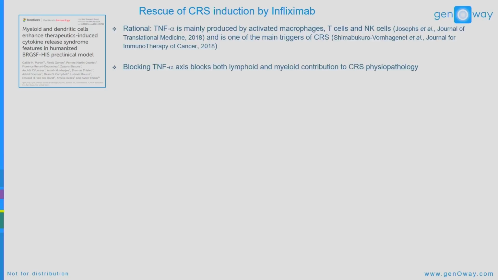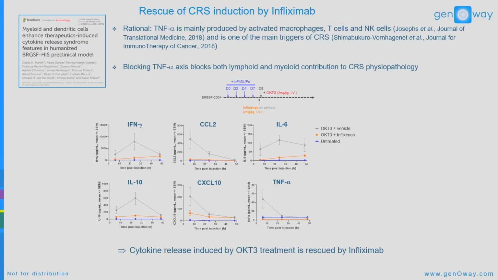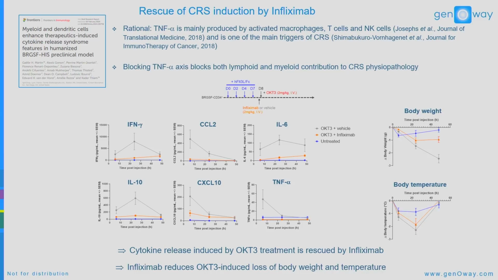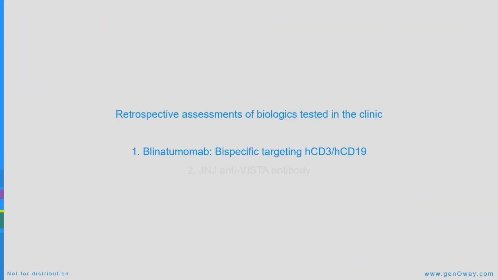Could we rescue the CRS using a TNF blocker? Infliximab selectively blocks human TNF-alpha. So what we are seeing here is that, whether due to the human cytokine or the mouse cytokine that could be produced by the remaining mouse cells, we block TNF using infliximab. And as you can see here in orange, that totally mitigates the cytokine production, but also mitigates the clinical signs such as body weight loss and body temperature drop. So what we're monitoring is really through the human cytokines which are produced, rather than the mouse cytokines, which could also be produced on top of the human cytokines.